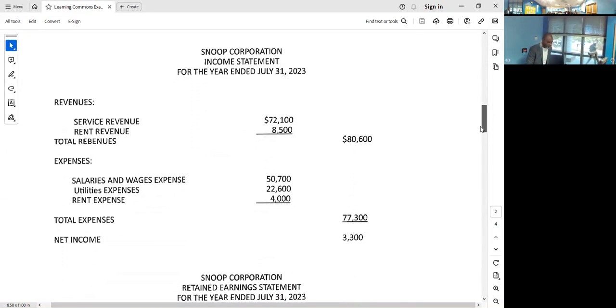So that's that net income. We got to take that net income with us. And this is why we have to do these statements in order.